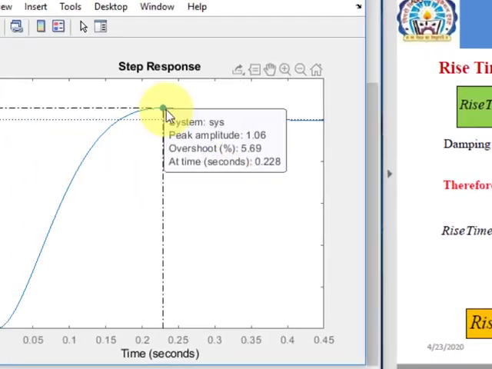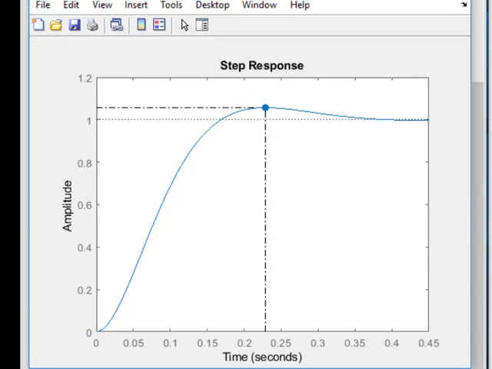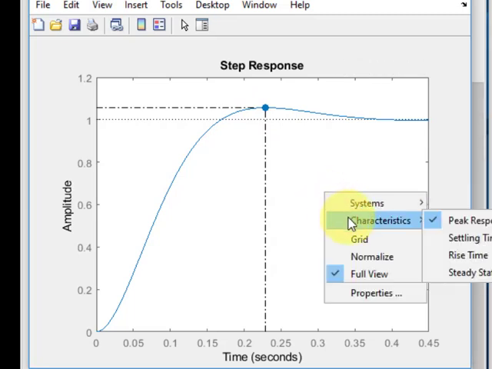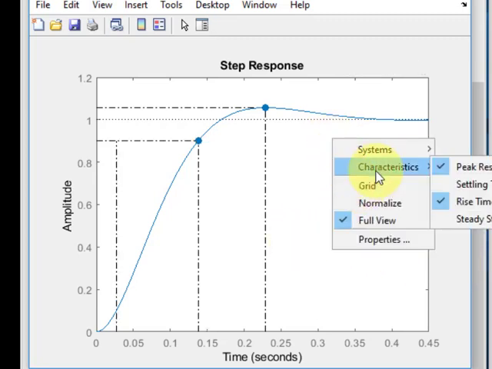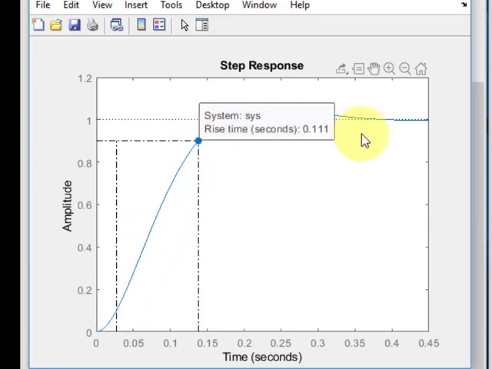Okay, I'll just disable overshoot here so that we'll get the next parameter, that is rise time. So to get the rise time characteristic, I'll disable this peak, and only the rise time, the time required to rise from 10% to 90%, will be shown. This is the rise time we are having, 0.11 seconds. So approximately this is equal to 1.